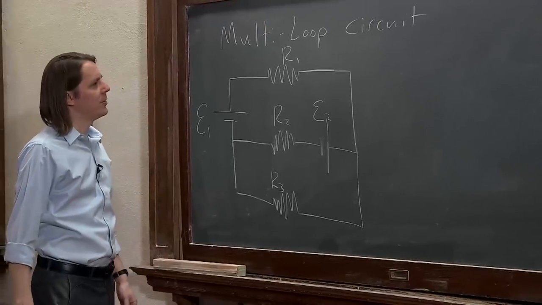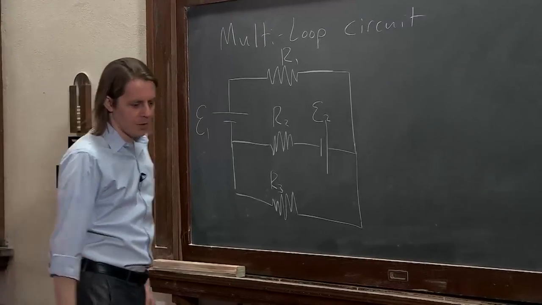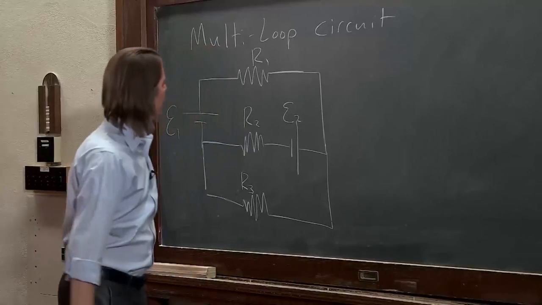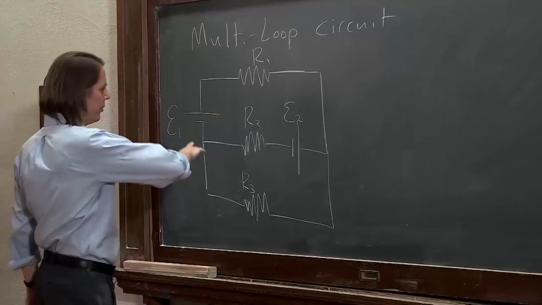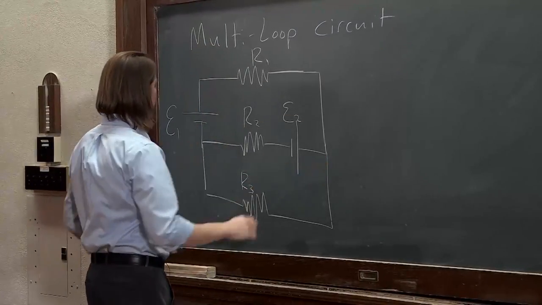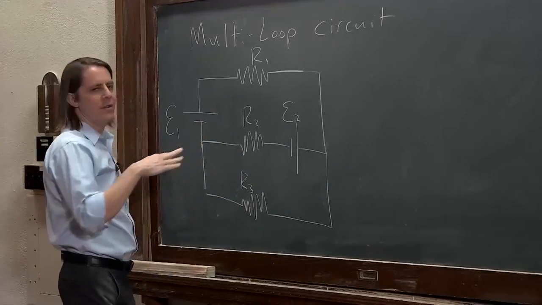It requires something a little more complicated. We need to apply our two rules. So first, let's think about the junction rule. So there's a couple of junctions here, one here and one here. So let's first define the currents.